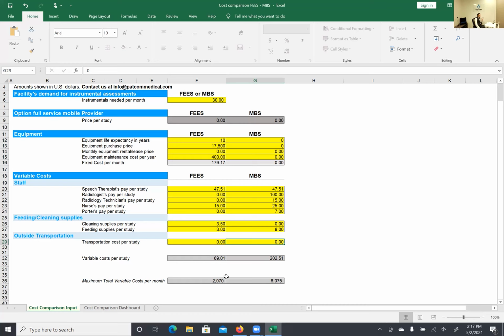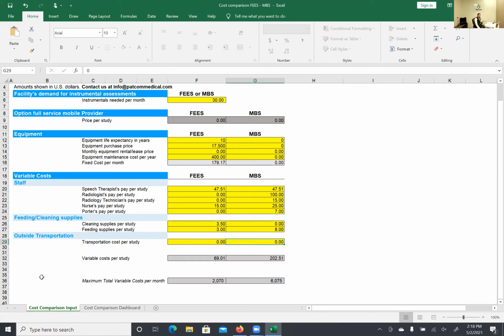All right, so now we have our variable cost per study, which is just under $70 for fees and just over $200 for an MBS. And this is where the big difference, as you can tell already, comes from, right? That variable cost is really much higher with an MBS because of all the people involved for that study. And then you can see here our total variable cost per month is $2,000 roughly versus $6,000. So potentially you can save up to $4,000 per month when you do fees versus MBS.